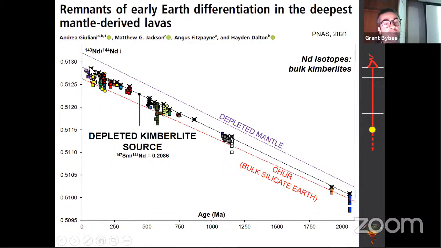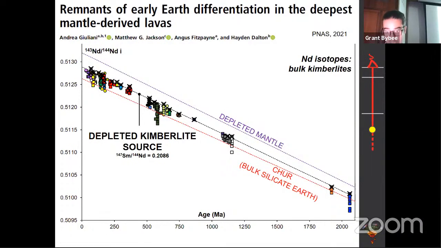What we realized is that if you select the most depleted kimberlites, so the ones with the highest neodymium isotope composition at every single time, then essentially all these points plot along a very robust regression, which we define as the depleted kimberlite source. This is an end member that we find in all the kimberlites. This depleted kimberlite source is intermediate between the depleted mantle, that is sampled by mid-ocean ridge basalts, and the bulk silicate Earth, which is derived from chondrites, so from meteorites.